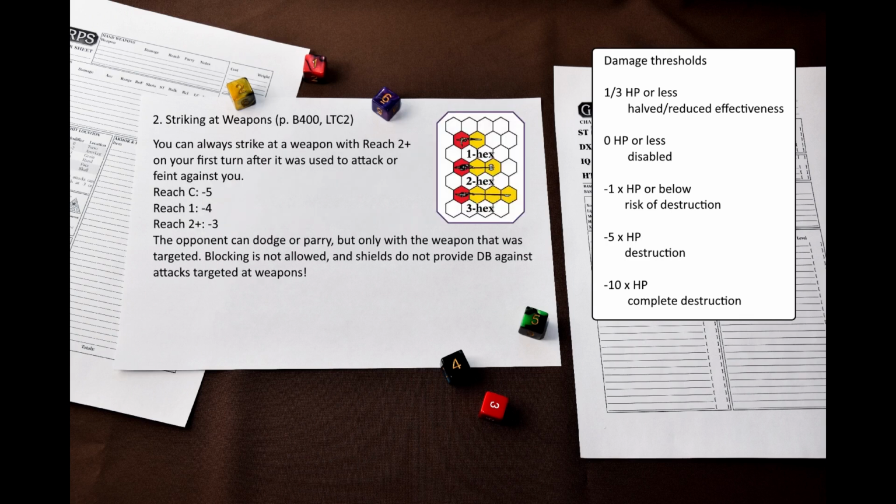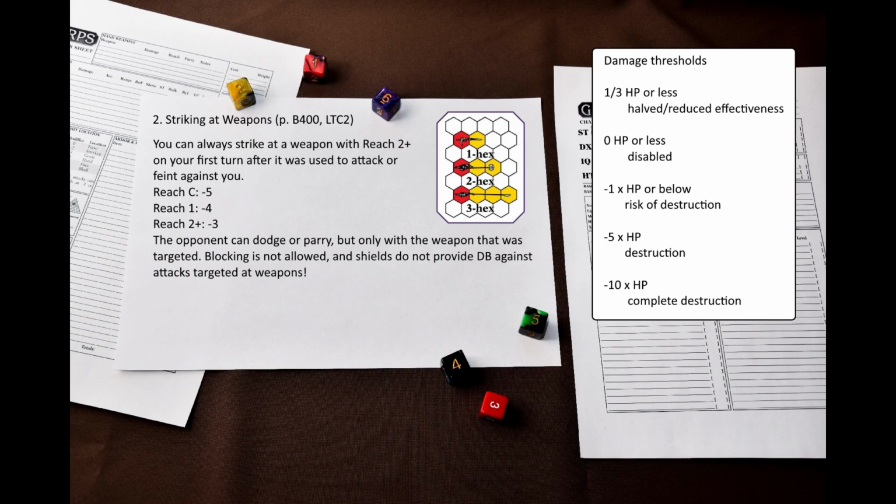Now let's talk about attacking weapons to break them. For this purpose, you have to remember that the opponent's weapon is usually extended in front of him, so you don't always have to be able to reach the opponent himself. Also, you can always strike at a reach 2 or higher weapon on your first turn after it was used to attack or feint against you.